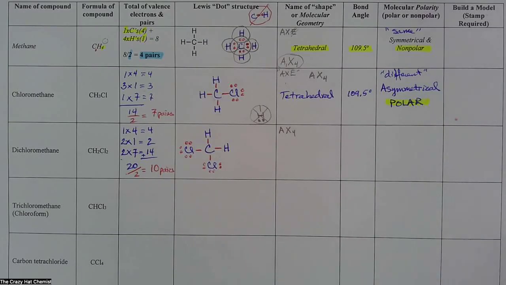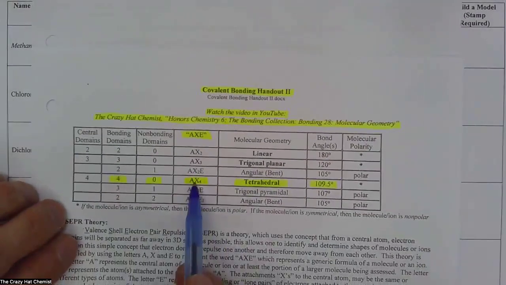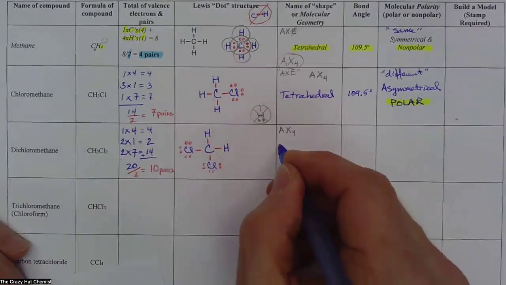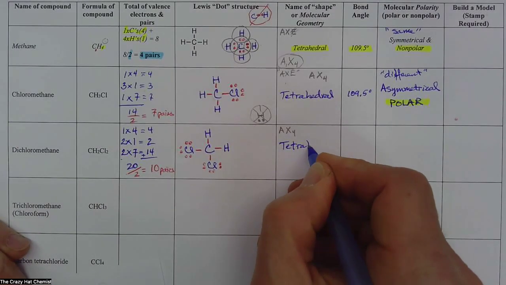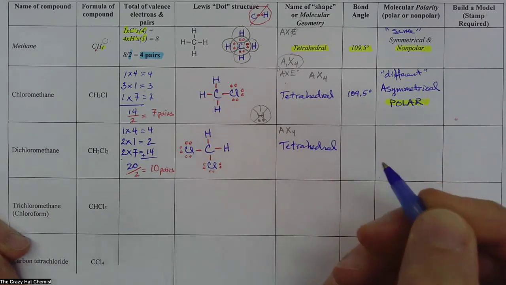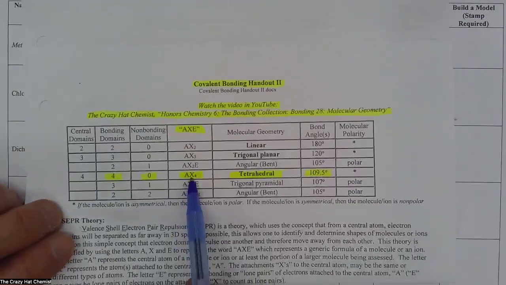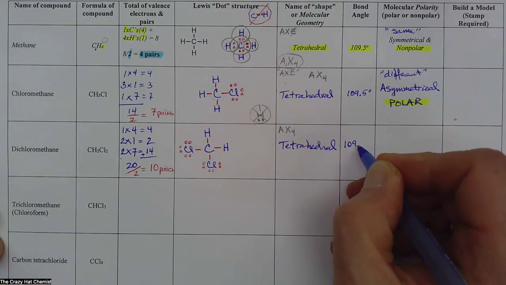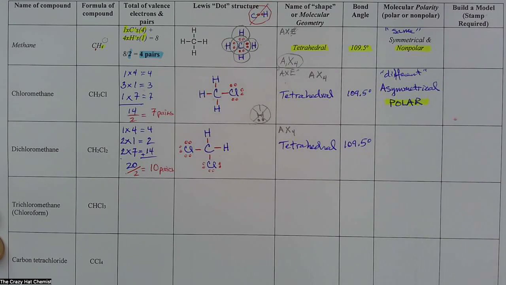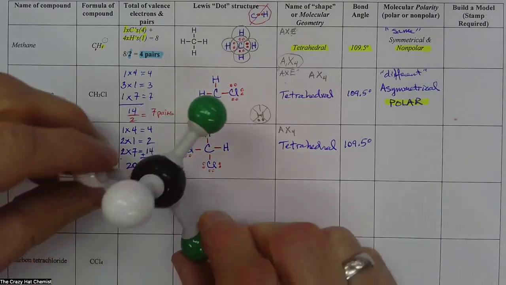I'm going to go over to my handout here and say, what is AX4? That is tetrahedral. And what is the bond angle? AX4 tetrahedral 109.5 degrees. Perfecto. Now we need to build the model. Okay, so we're going to be basing it on the similar model here, but I got 2 chlorines to work with this time. So we're going to get 2 green chlorines and we're going to make our model.